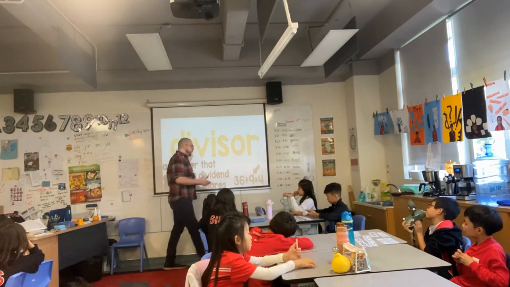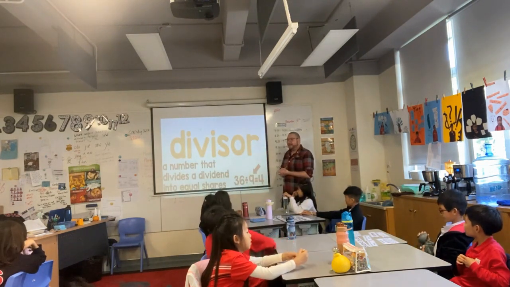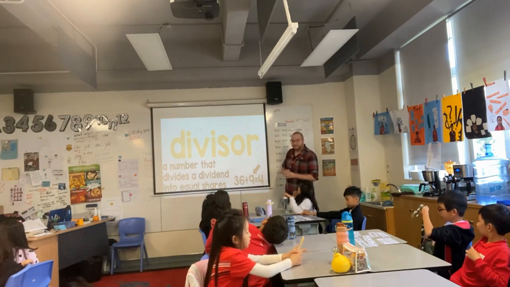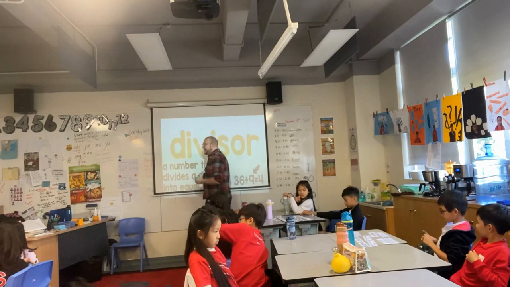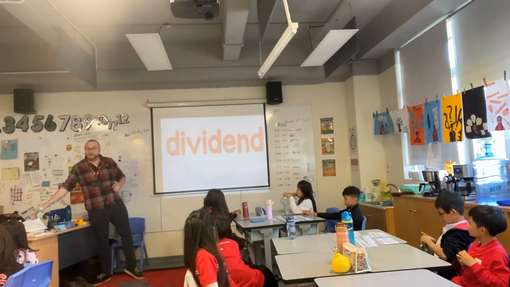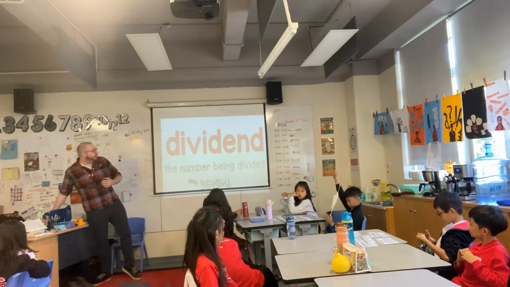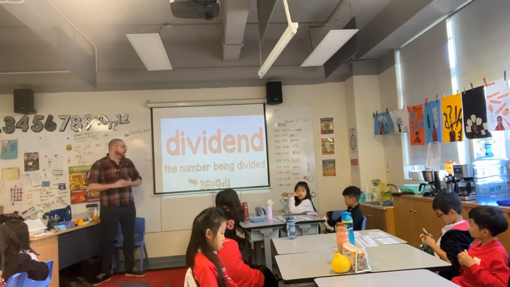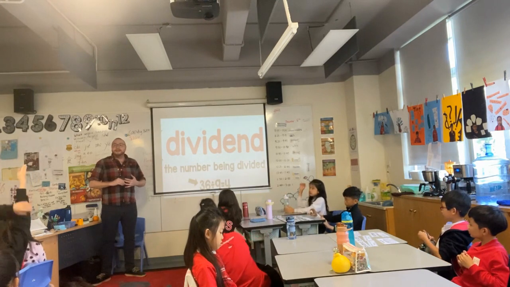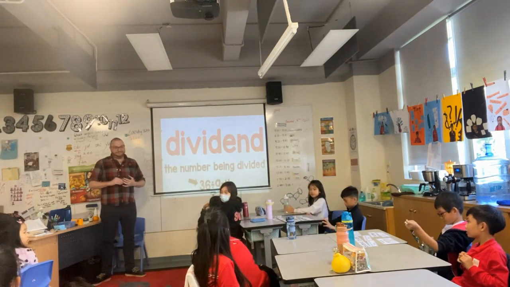So for our wonderful problem, 36 divided by 9 equals 4. What's our divisor? Jessica. That's right. So now that we've got our math hats on, our genius hats on, you probably know the answer to this one. Yaren? The number being divided. Yeah, it's the number being divided. So 36 divided by 9 equals 4. Our dividend is what? Patricia?